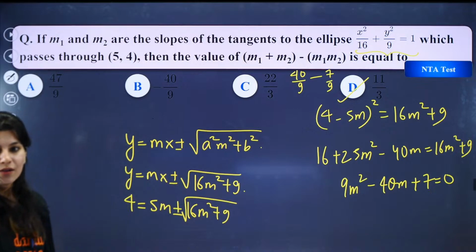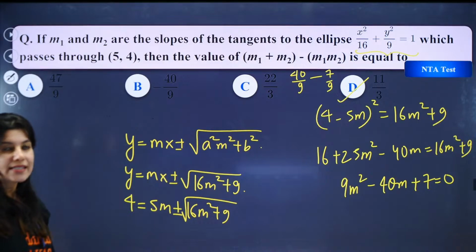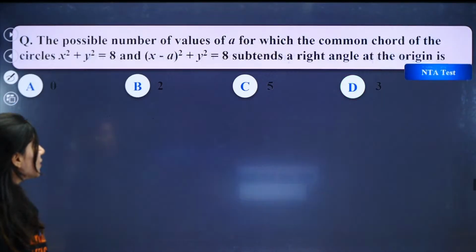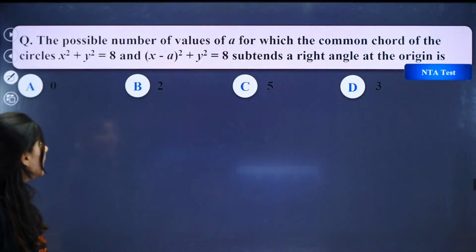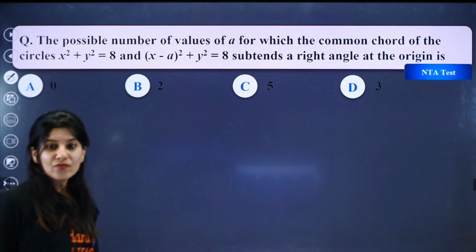All right, I hope this is clear. So this is your answer, 11 by 3, which is 33 by 9.